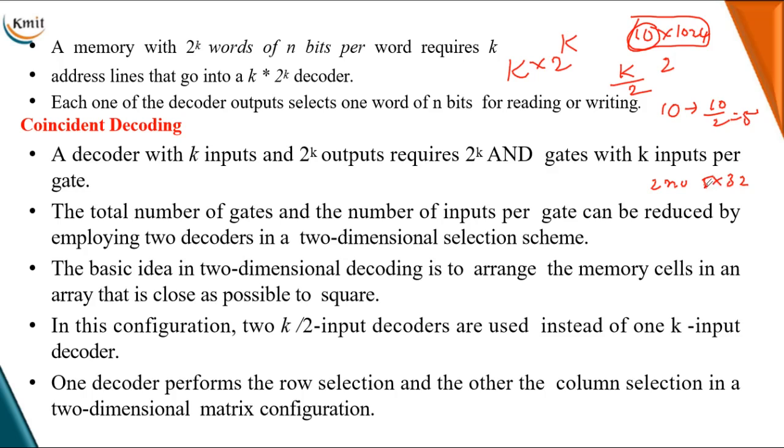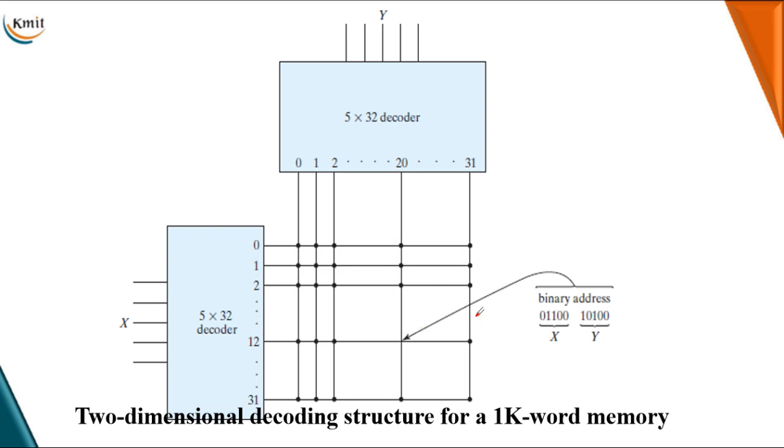So 2 to the power 5 into 30. Instead of taking 10 into 1024, which is a very high order decoder, let me divide your number of address bits by 2. So half of that. Then we have two decoders of the order of 5 into 32. Using those 5 into 32 decoders, we can form a two-dimensional array.